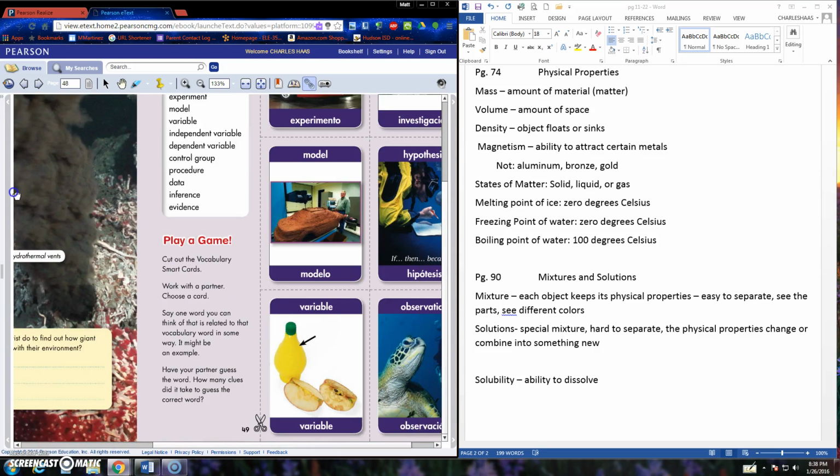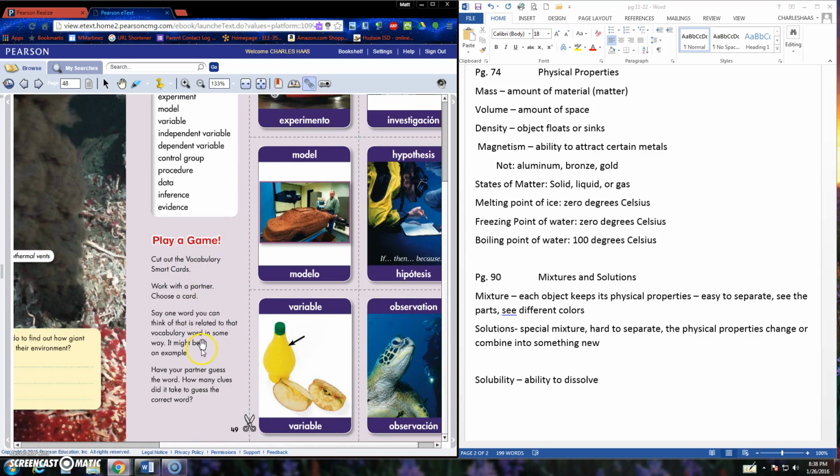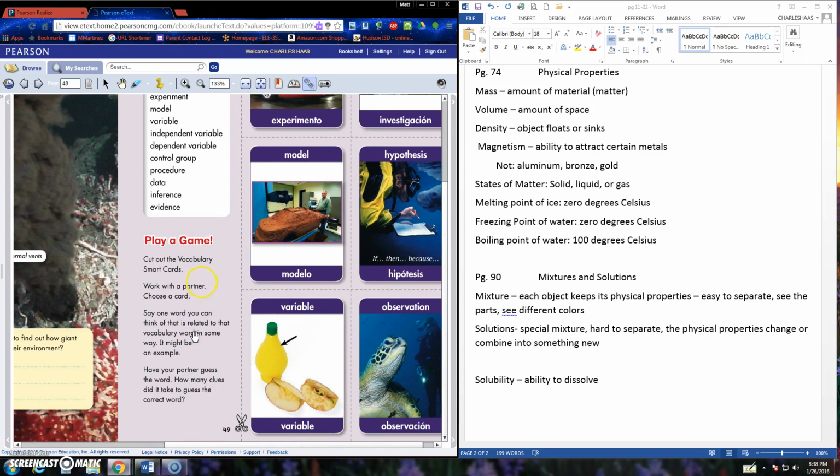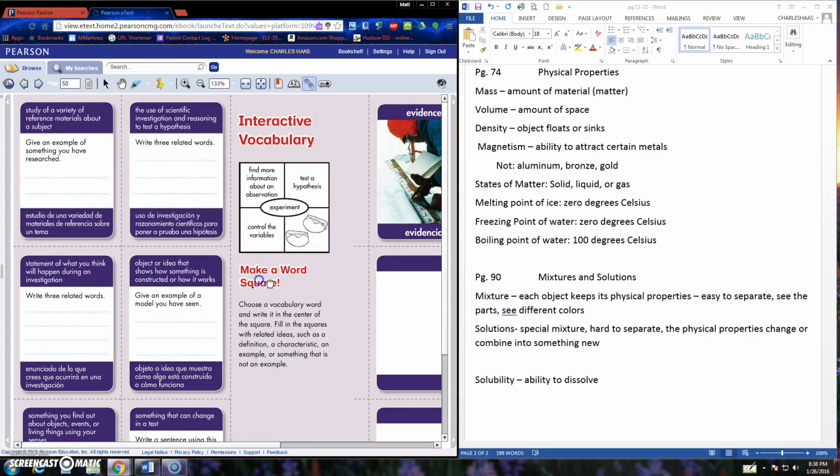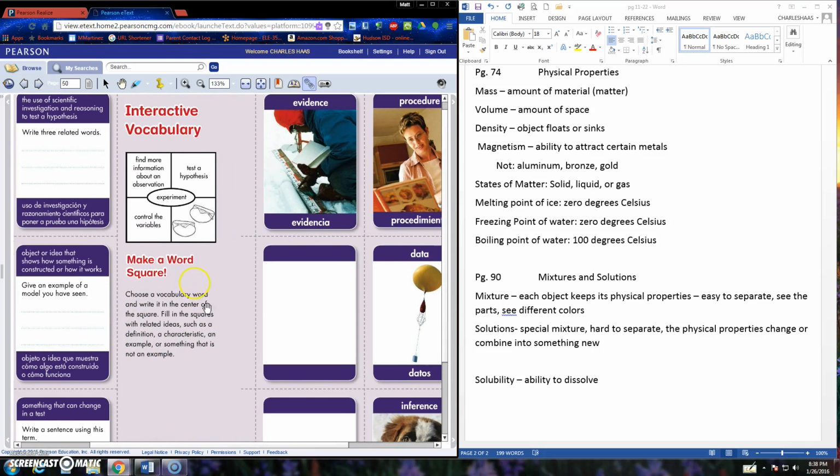I like the way they had a little idea of how to play a game right here. So if you want some helpful tips on ways to study, here's something you could read right here. And I think the next page had a little game or way of studying right here, making a word square. So this is how you would make a word square. That's page 49 and 51. If you want to push pause and go ahead and cut those out, we're going to go over to one more set of pages and cut them out also in just a moment.